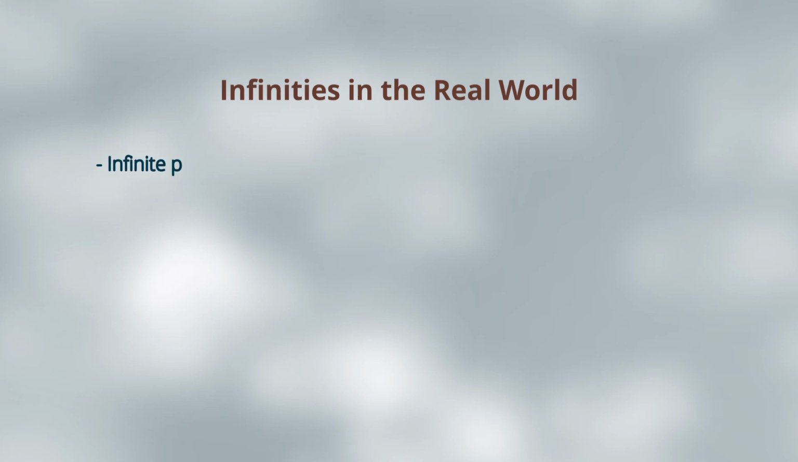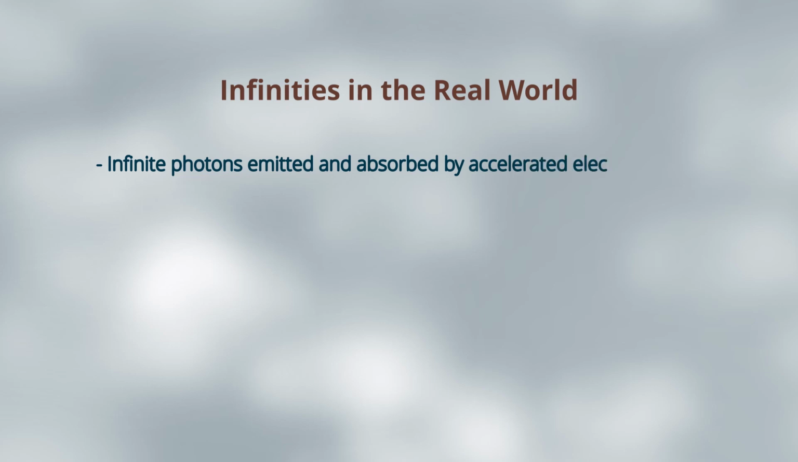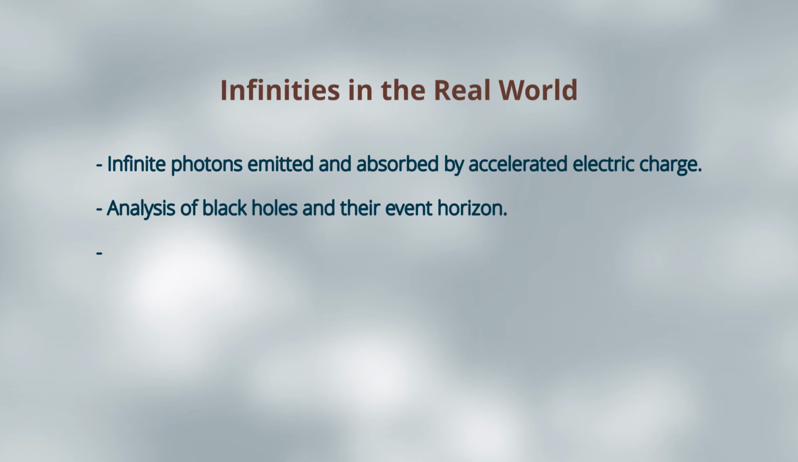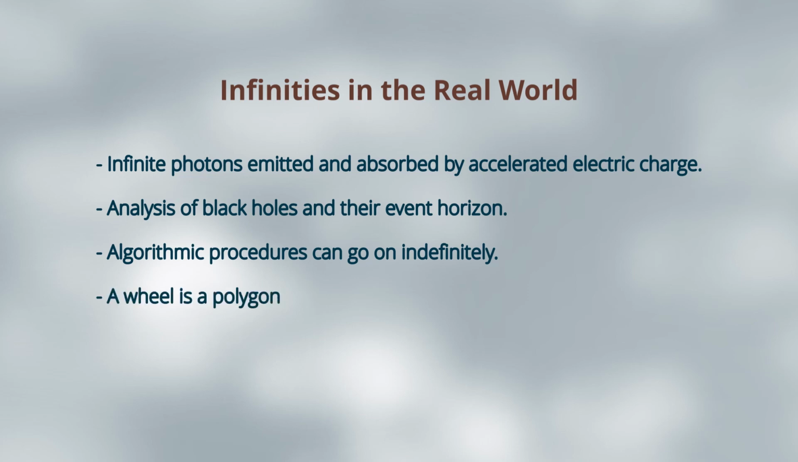In physics, an infinite amount of virtual photons, the particles of light, are emitted and absorbed by any and every accelerated electrical charge. Infinity also shows up in the analysis of black holes and their event horizon. And in computer programming, by design, some algorithmic procedures go on indefinitely. This can be handy to know when writing code. And closer to home, we all enjoy the benefits of the invention of the wheel, and we can argue that a circle is just a polygon with an infinite amount of sides.